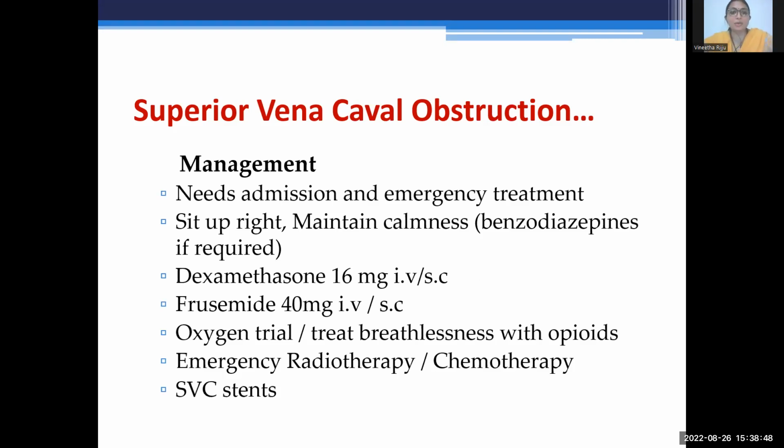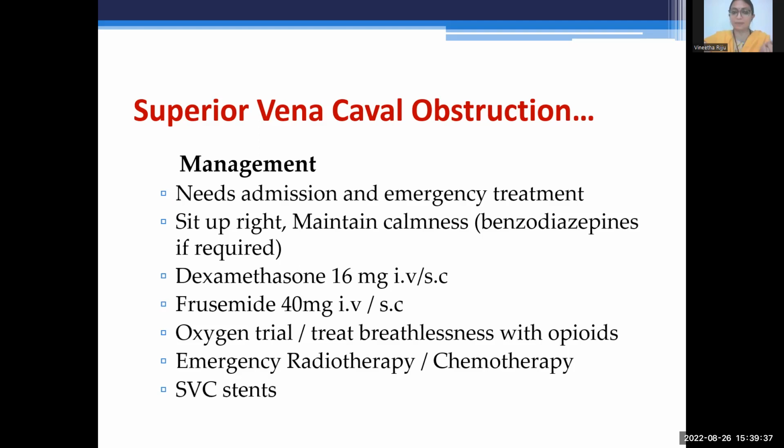So what do you do? Like most of you said, yes, dexamethasone is right there in that list. And radiotherapy also, like you all said, this is there. Stent, yes, that is also there in that list. What more? So this patient has to get admitted. This is an emergency. So what you do for a patient who comes to you with severe breathlessness, you make the patient sit upright, isn't it? And also, breathlessness leads to anxiety. Anxiety further worsens the breathlessness, which further worsens the anxiety. So what you have to do is cut the cycle. To cut the cycle, you need to maintain the patient in calmness.